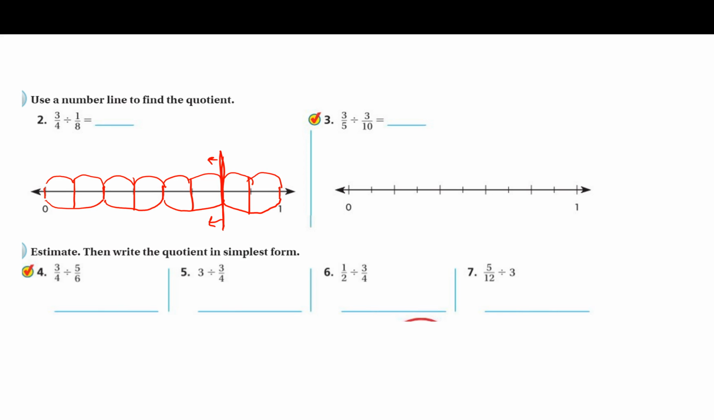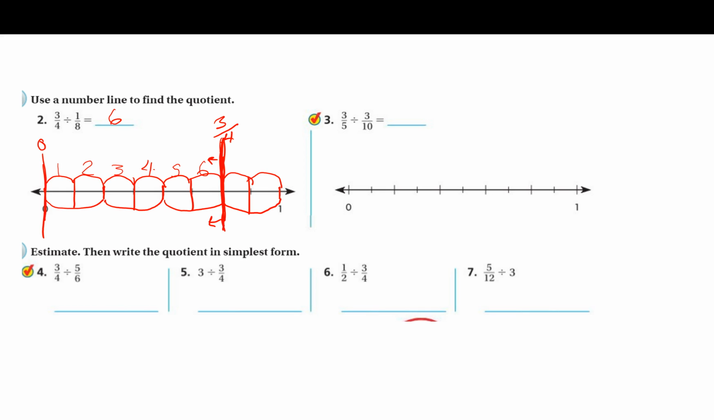Okay, and I want to see how many 1/8ths I can get in my 3/4. Remember, this is 0 and this goes to 3/4 of it, this line right here, and so I want to see how many 1/8ths there are in just this 3/4. Well, here are all my 8ths. Here's 1, 2, 3, 4, 5, 6. So there are 6 1/8ths in 3/4. That's how we solve that problem.